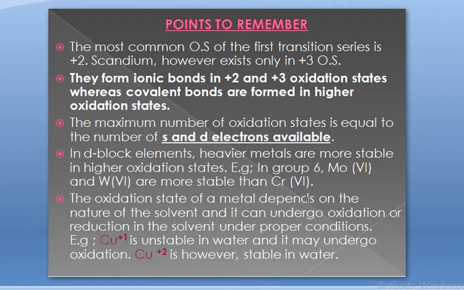Now the oxidation state of a metal depends on the nature of the solvent also. Right? It can change its oxidation state in the solvent depending on the nature of the solvent, and in that solvent it can undergo oxidation or reduction, and its oxidation state can change depending on its stability in that solvent. For example, Cu+1 oxidation state of copper is unstable in water. Since it's unstable, it may undergo oxidation, right? It will lose more electrons. So it will start existing as +2, it will lose one more electron. So copper in water generally exists as +2 because +1 is unstable. That is why I have written oxidation state depends on the nature of the solvent.